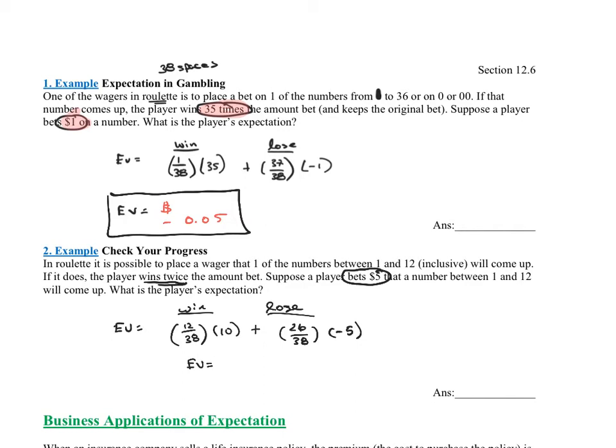My expected value here is negative, rounded to the nearest cent, about 26 cents. So what should I expect? If I kept on doing this bet, on average, if I did this bet many times, I'd lose approximately 26 cents every single time I made that bet. So 26 cents times the number of bets that I made. Again, this is not possible to happen in one turn. This is on average in the long run.